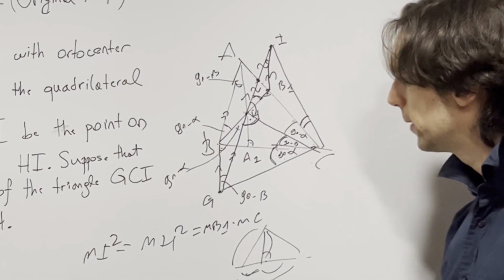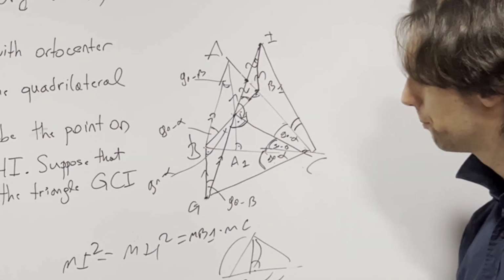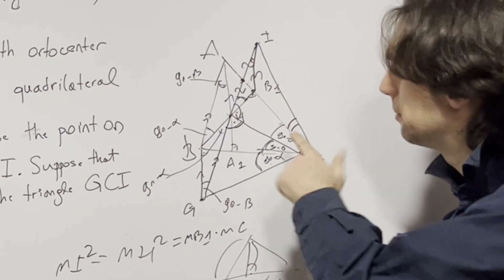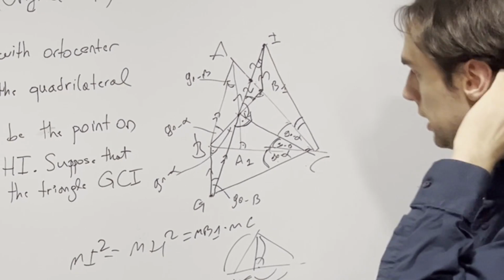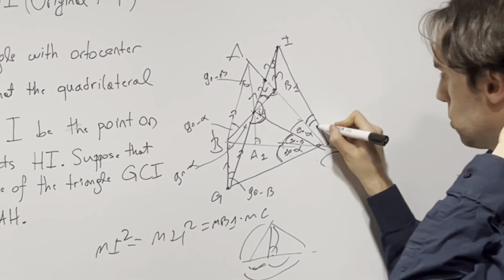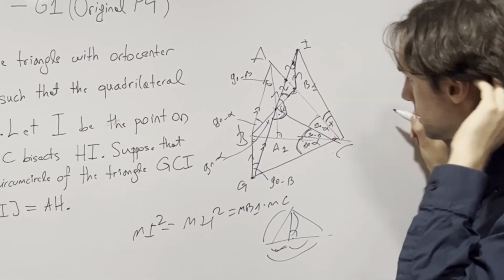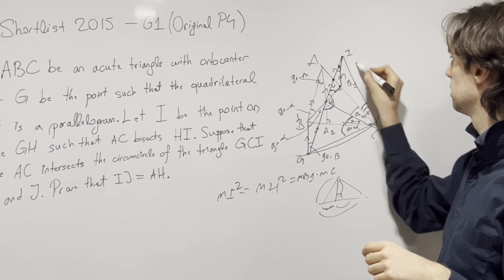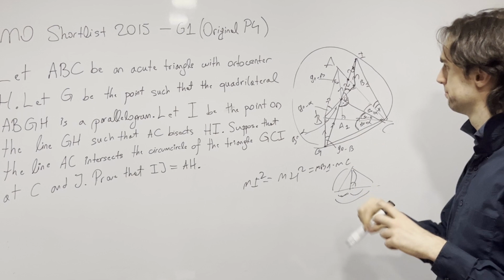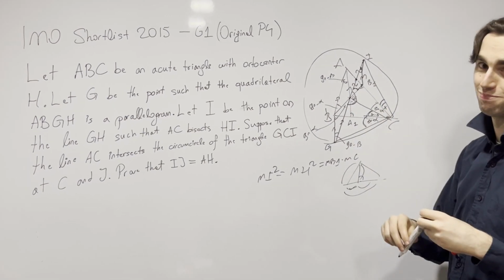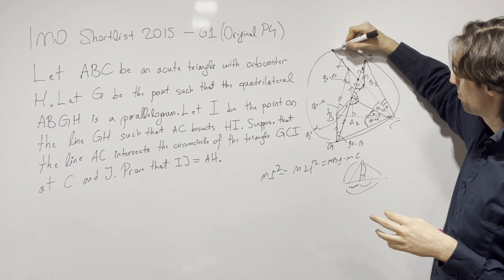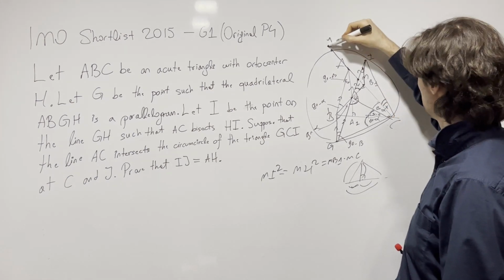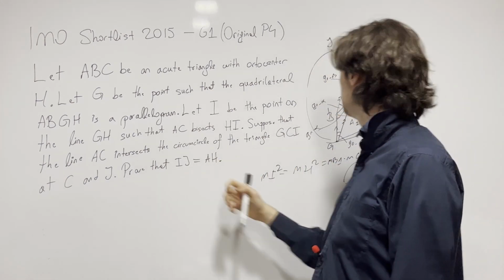But we have this angle here is also 90 minus alpha, and so is this angle right here. Okay, now that we have that angle is 90 minus alpha, what do we have here? We have 90 minus alpha. This angle is currently unknown to us. Let's call this X and X. And now CGI, beautiful circle. So CGI intersects AC at a point J. Prove that IJ is AH.